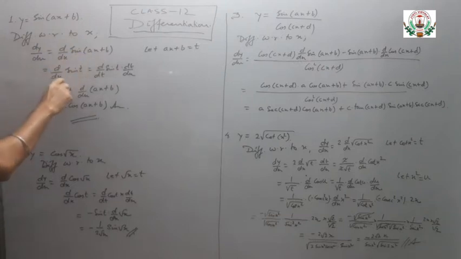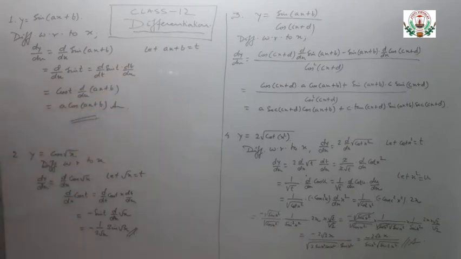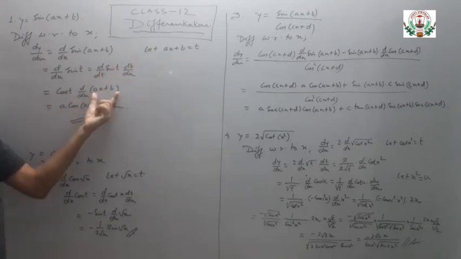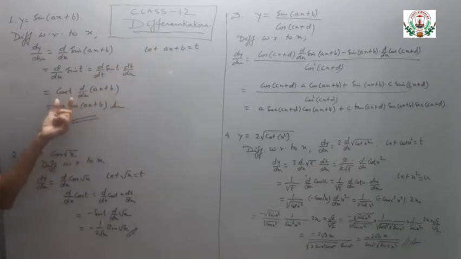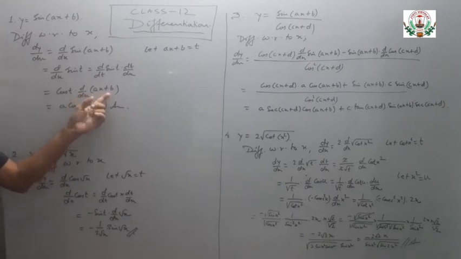So d by dx of sin t is equal to d by dt of sin t into dt by dx. D by dt of sin t will become cos t, and d by dx of t, that is ax + b. So cos t, where t is ax + b, and the differentiation of ax will become a, d by dx of x is 1, and d by dx of the constant b will become 0. That is a cos(ax + b).